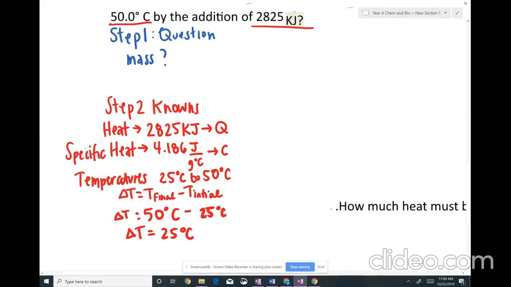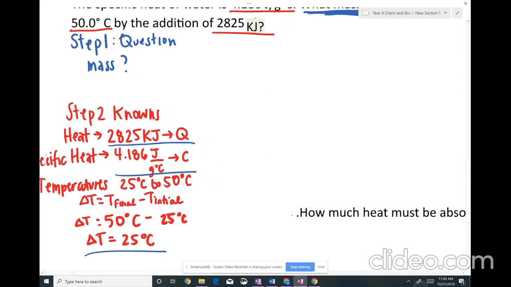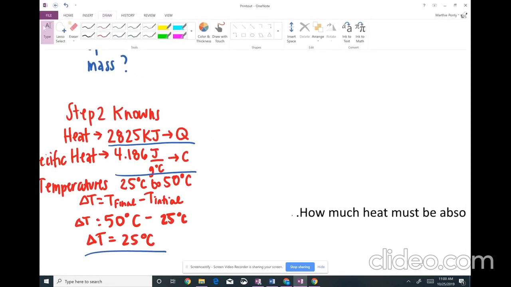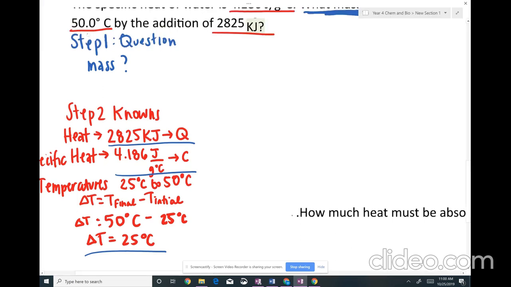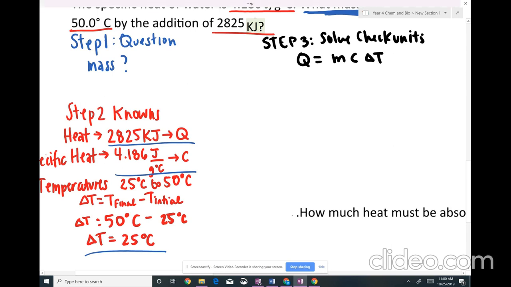So I have my Q, I have my C, and I have my delta T. Now I'm going to go into my step 3, which is to solve and check units. We're going to start off with our equation: Q is equal to M C delta T.